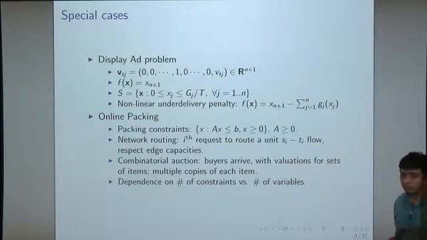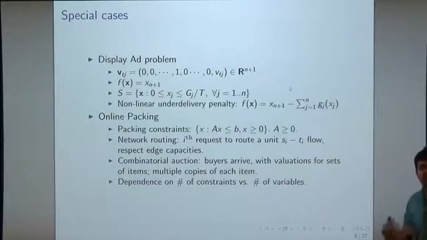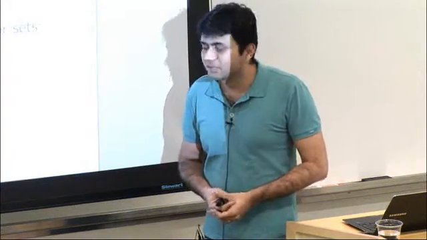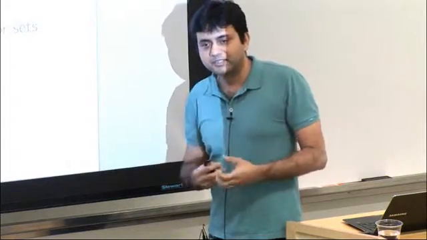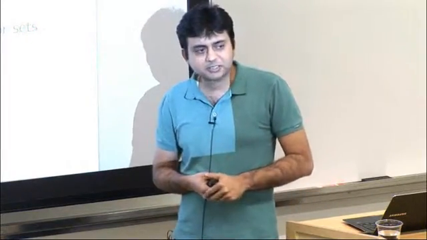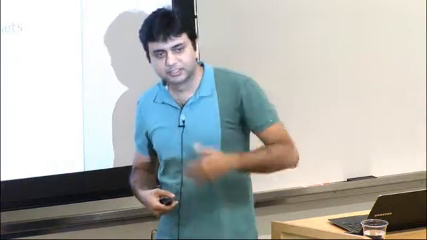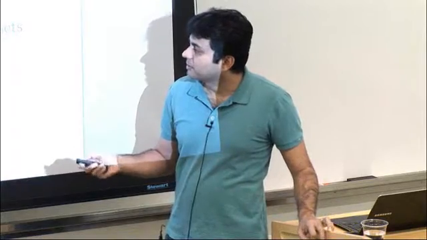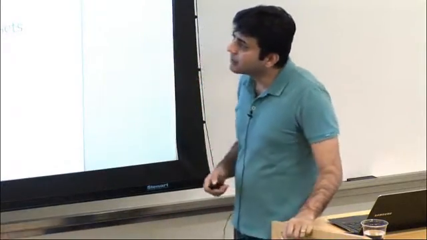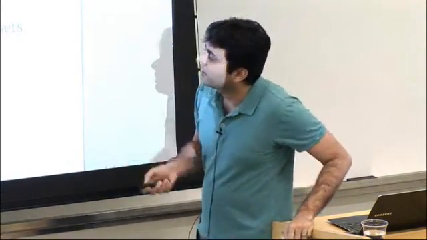Another example is a combinatorial auction. So buyers arrive, they have combinatorial valuations for sets of items, and let's say you have many copies of each item. A buyer arrives, he has some valuation, you have to maybe offer prices or do something else. You ask him to tell you his valuation in some way, and then you assign a bundle of items to him and you charge him something, and then the next buyer arrives. So this is also an online packing problem. These kinds of things can be encoded in this format.